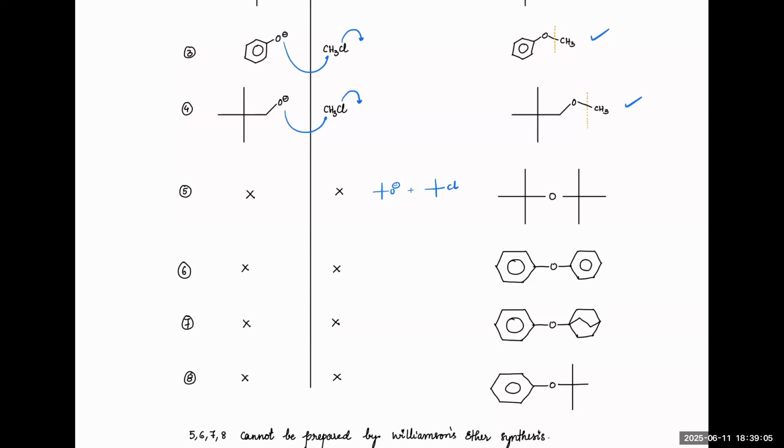Instead of Cl, could it have been any other good leaving group? It could have been bromine, iodine, any of those. Okay.